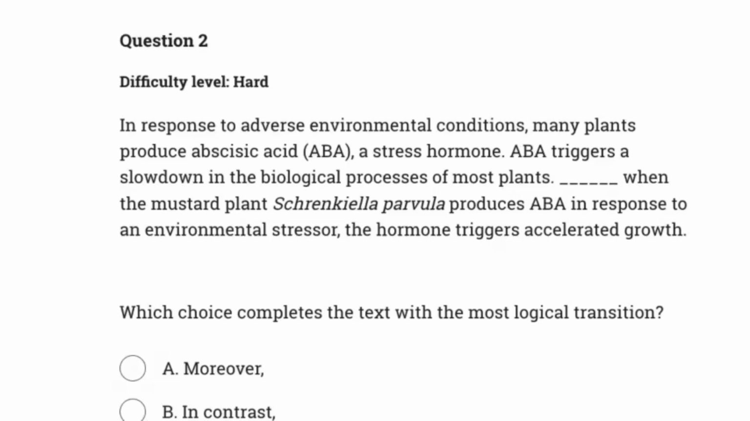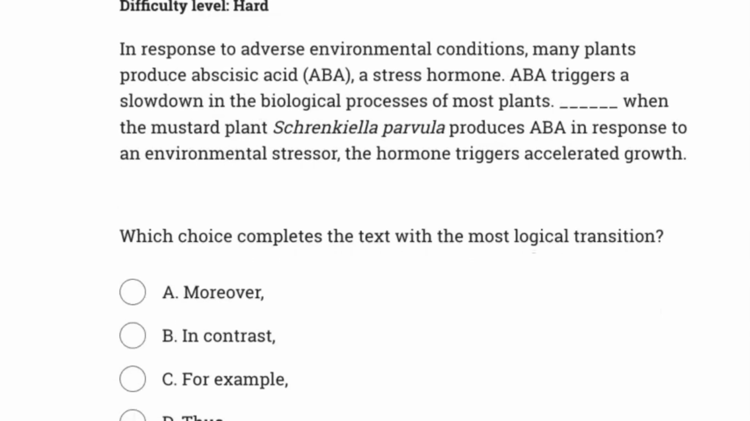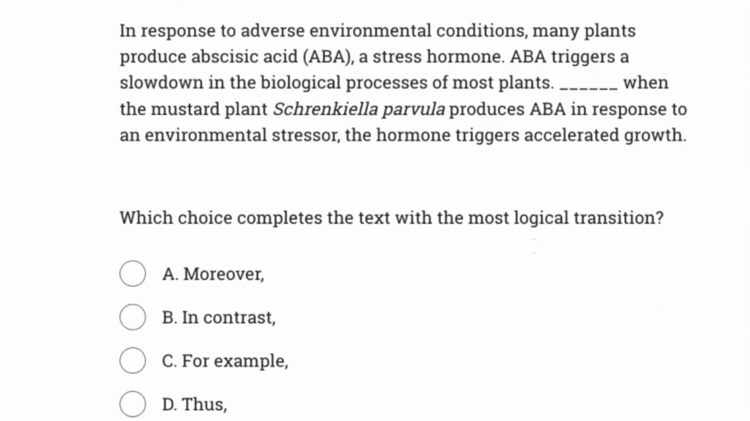All right, so for this SAT English question, it says, in response to adverse environmental conditions, many plants produce something acid, ABA, a stress hormone. ABA triggers a slowdown in the biological processes of most plants. Blank, when the mustard plant produces ABA in response to environmental stressor, the hormone triggers accelerated growth. Which choice completes the text with the most logical transition?